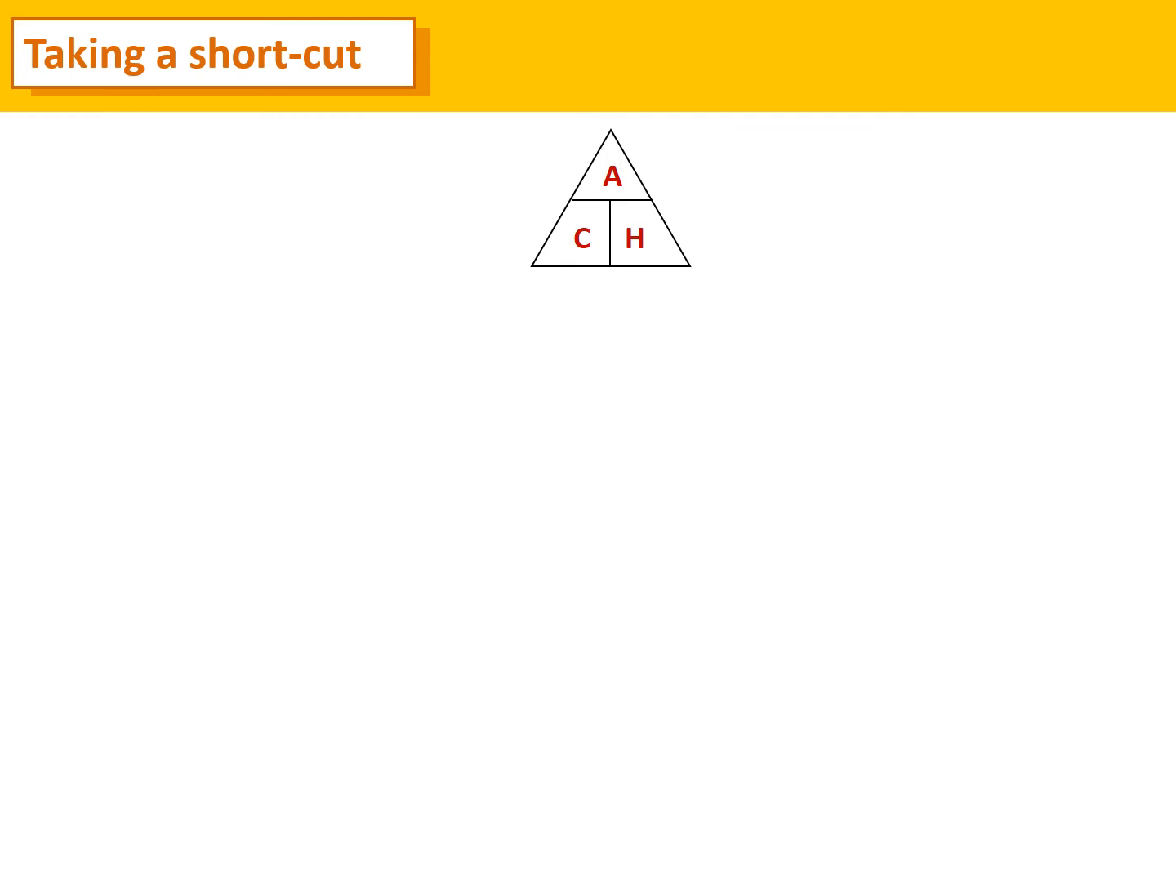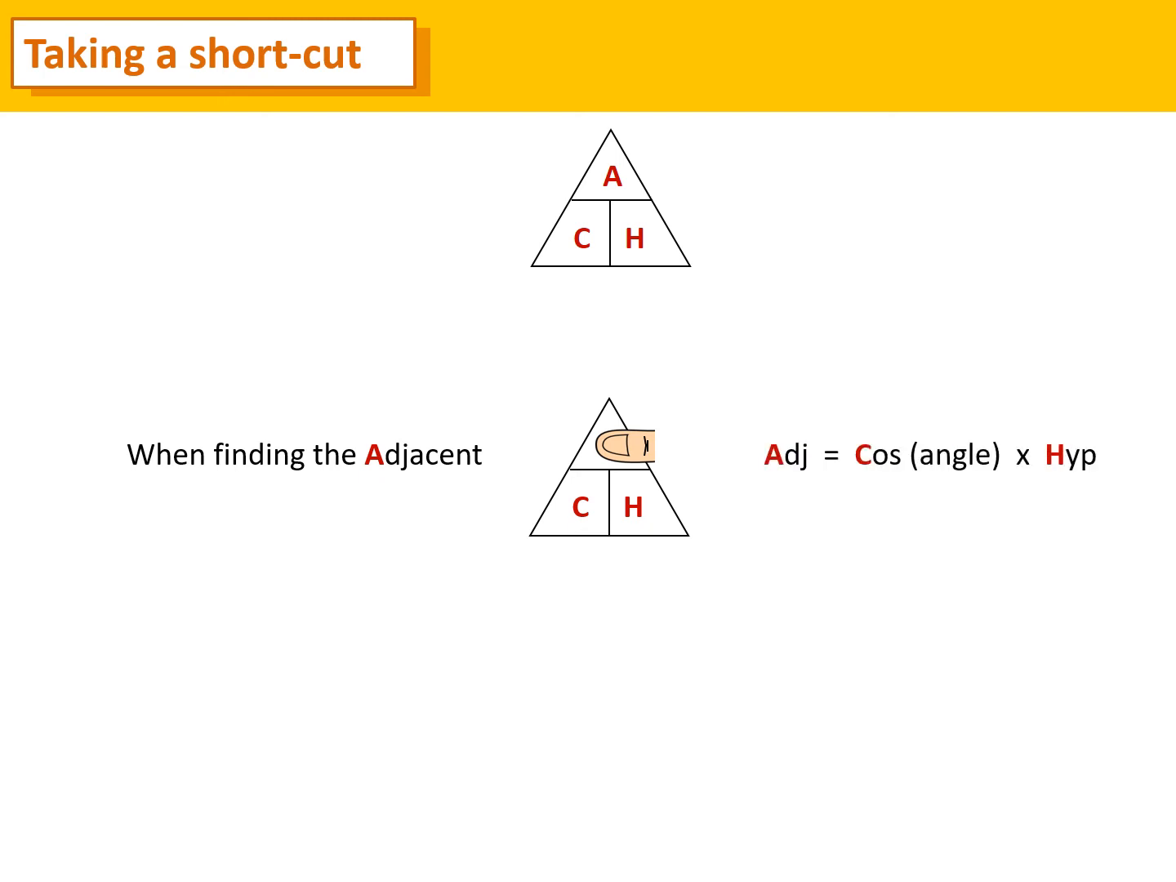We do have a shortcut available to us, but it's really important that we label the C, A, and H in the appropriate sections of the triangle. And now I'm going to show you how we use the shortcut. When finding the adjacent, we place our finger over the A for adjacent, and we're left with C and H next to each other. When we have two letters next to each other in maths, that means multiply by. So the adjacent is the cosine of the angle multiplied by the hypotenuse.